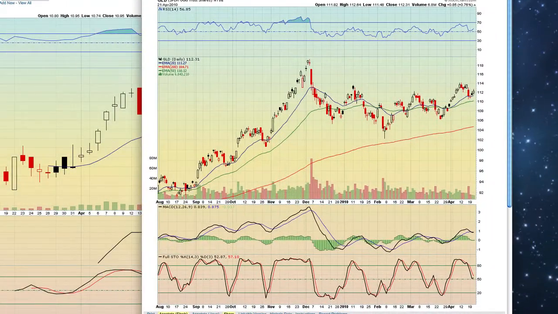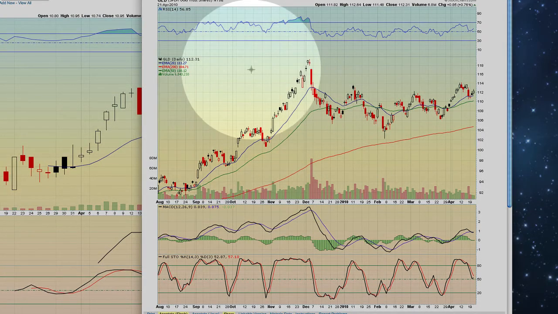This is the gold ETF, and this is over the past 1, 2, 3, 4, 5, 6, 7, 8 months or so. And gold has been very happy within a range between 106 and 114. And that's evident because it keeps on bouncing off of those two levels.